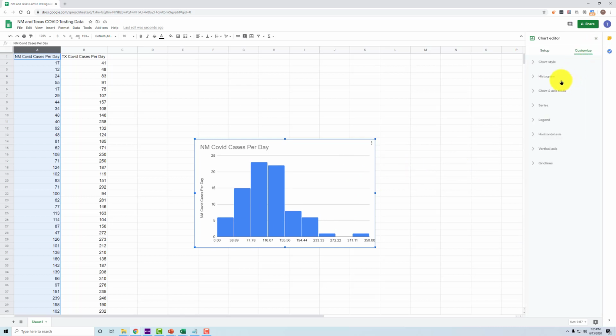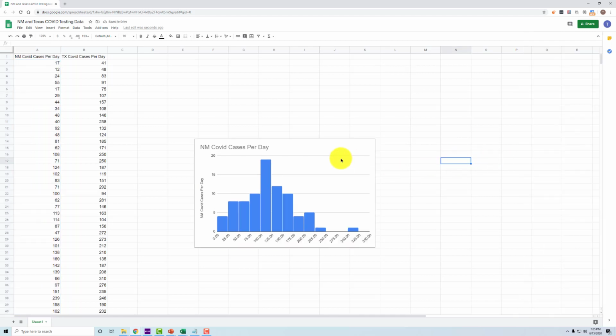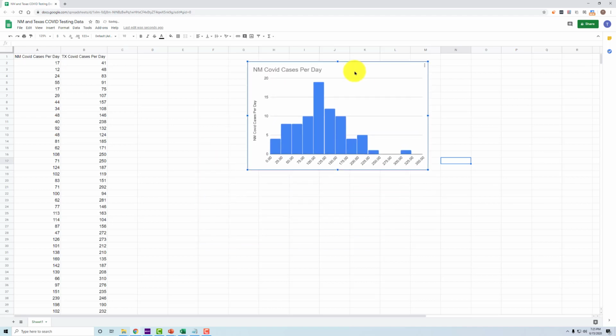We can check the binning. We'll probably use about a 25 for the binning. Okay, so this is what the data looks like. So how would we describe this curve? Take a minute, think about it, and then come back.